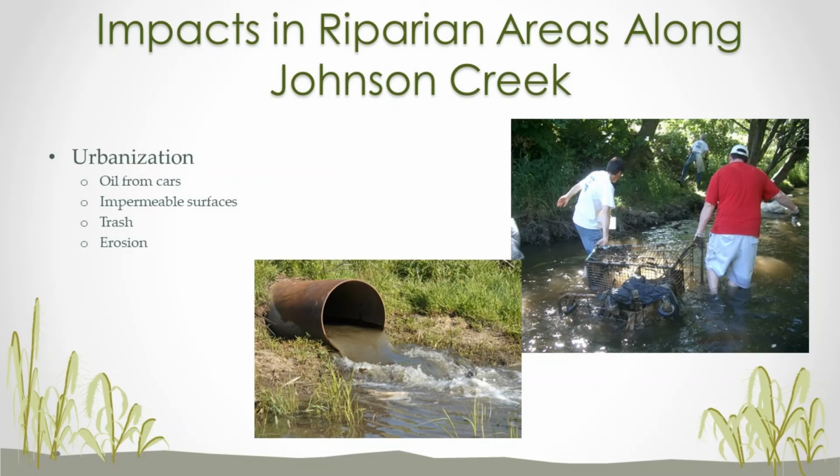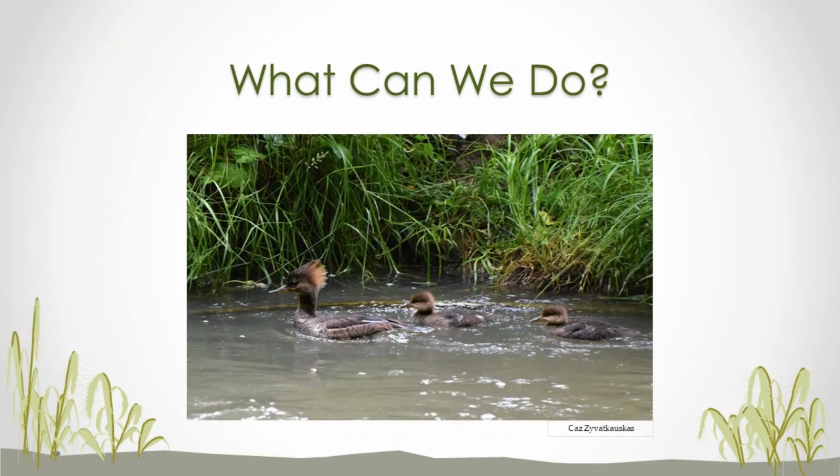So this is another one we spend a lot of time fighting with. Currently, many of the riparian areas along Johnson Creek are being impacted by urbanization and are under lots of stress. These stressors can be a lot of things, such as oil from cars, impermeable surfaces, trash thrown into the creek, erosion, and many other factors. There are a lot of directions we can take to mitigate against these impacts, but can you take a guess at what might be the most effective and easiest way based on what we learned earlier?